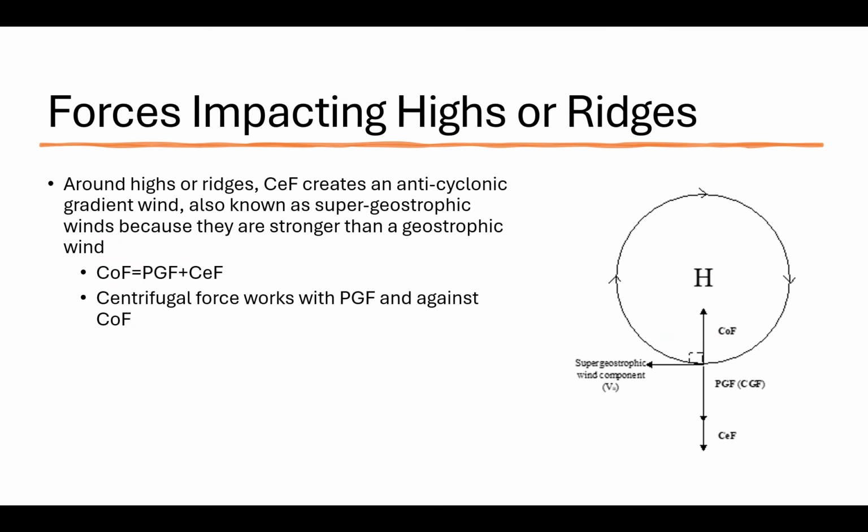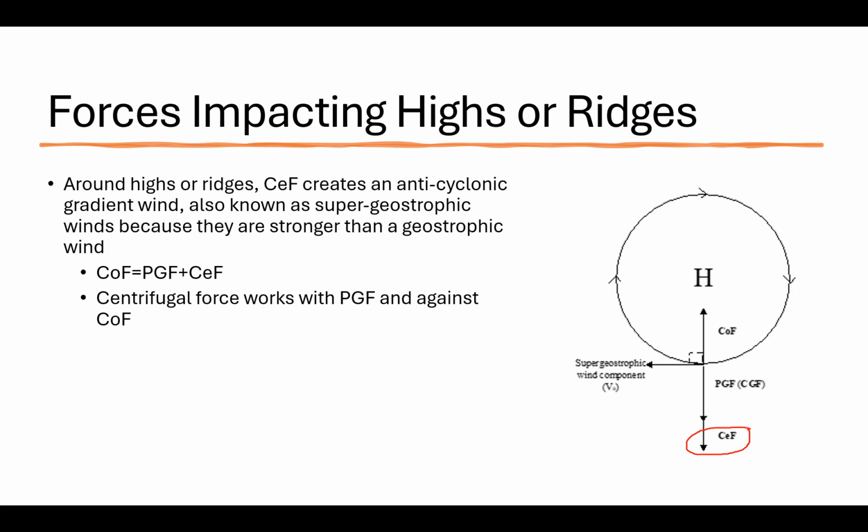When we talk about wind forces impacting highs or ridges, things are a little bit different here. So around highs or ridges in the upper levels, centrifugal force is going to act outward away from the curved flow, from the center of the turning radius. All right. And that centrifugal force creates an anticyclonic gradient wind. This is known as supergeostrophic winds, super being stronger than the geostrophic wind.